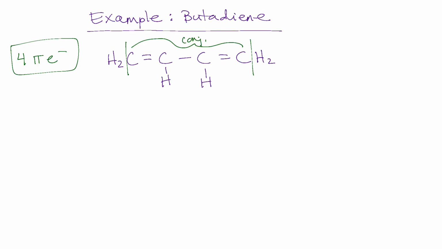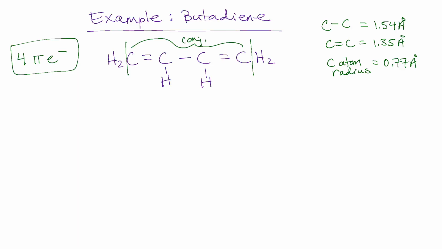The next thing we want to do is to try to approximate how long our box is. So we want to have an idea of what is the length of conjugation that these 4 pi electrons are going to be able to travel. In order to do that, we're just going to take into account the approximate bond lengths of our carbon-carbon double bond and our carbon-carbon single bond, and we're going to add those together to come up with an approximation for our box length.